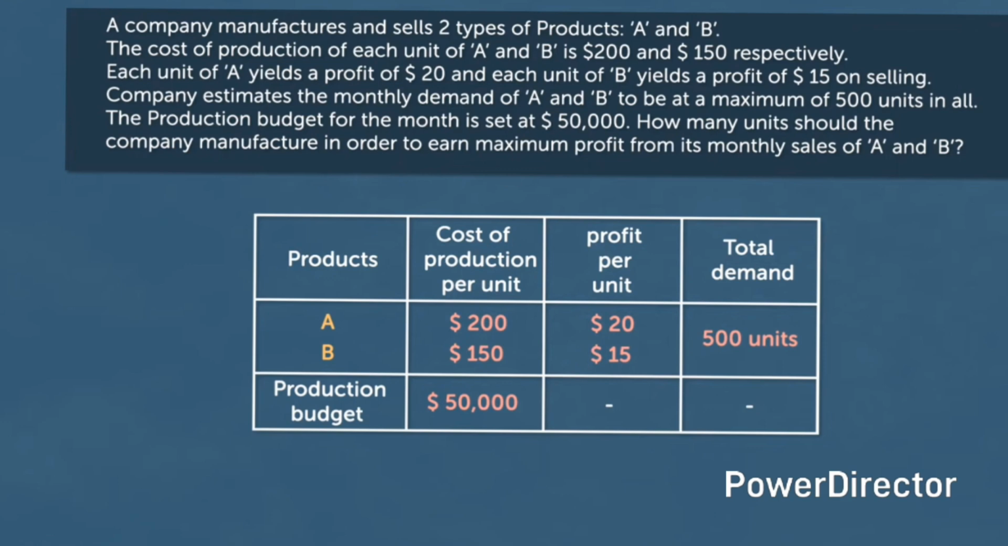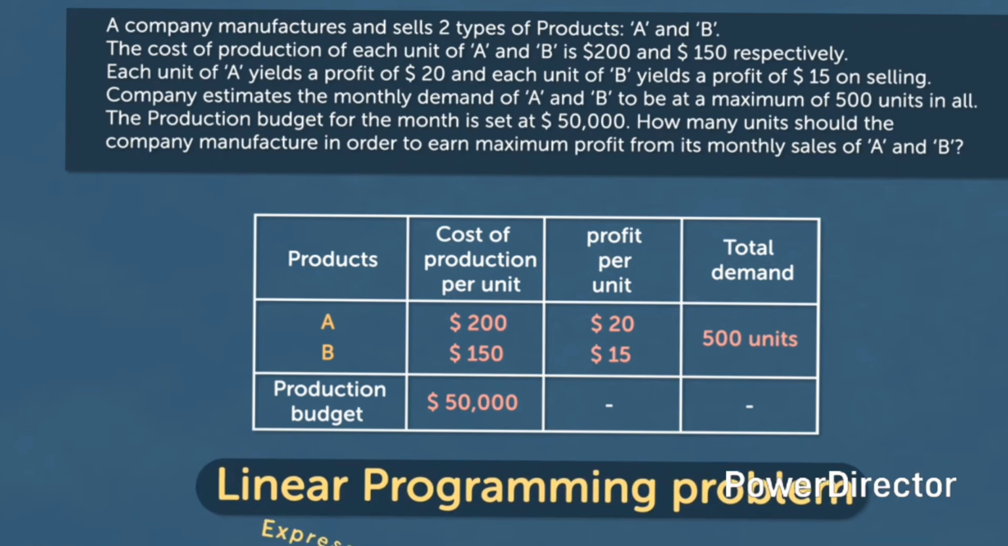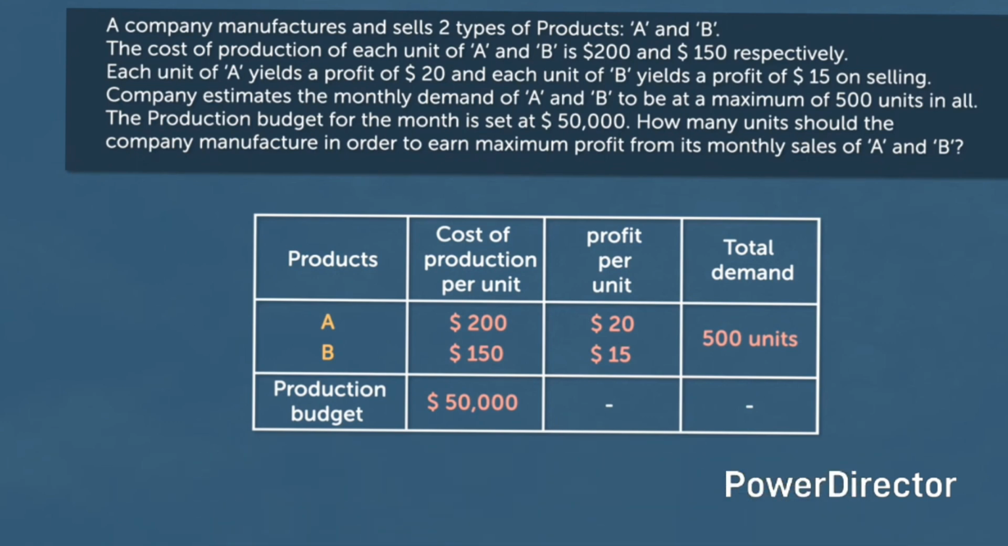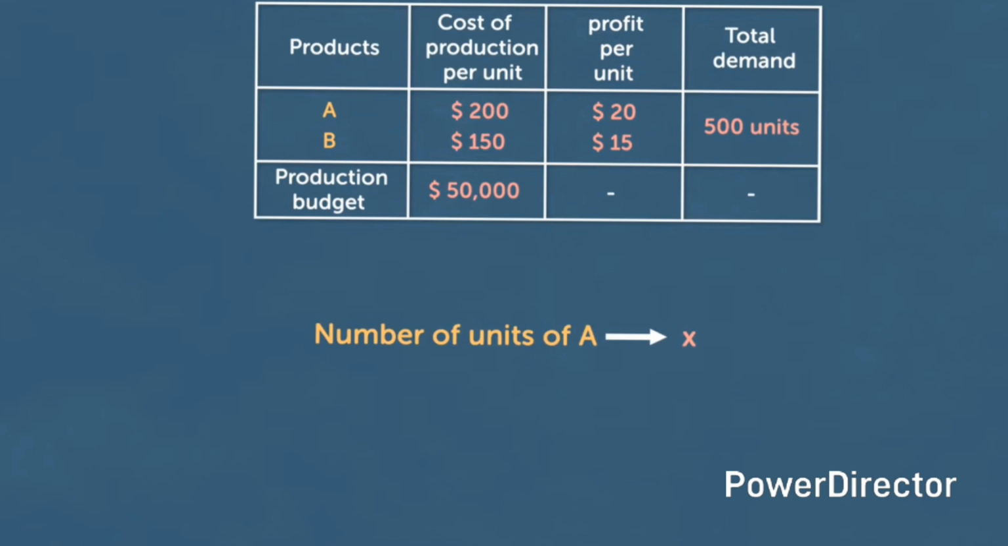Note that we have to convert this problem into a linear programming problem. And how do we do that? By writing the given problem in the form of mathematical expressions. In this case, the company wants to sell some number of products A and B. As they don't know the exact quantity, let's assume the number of units of product A to be X and the number of units of product B to be Y.